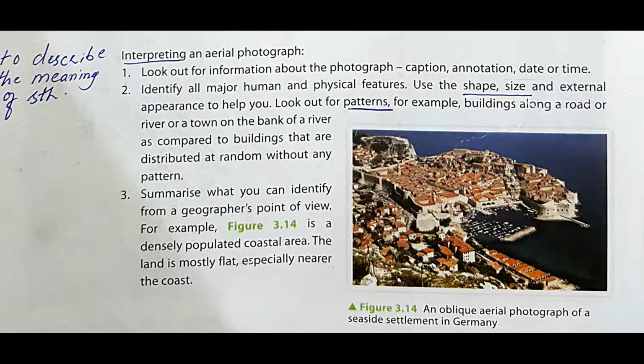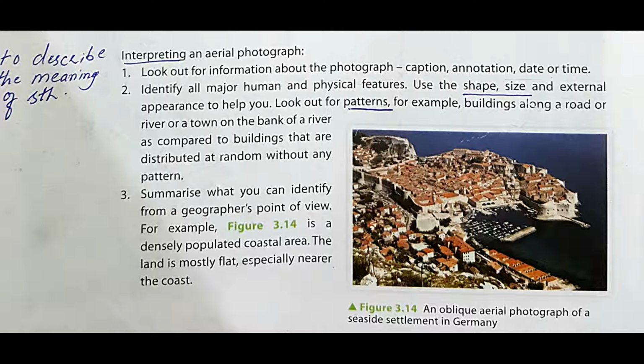Interpreting an aerial photograph. Interpreting means to describe the meaning of something. So how to describe an aerial photograph? Number 1, look out for information about the photograph. How to look at the information about the photograph: caption, annotation, date or time. So caption, annotation, date or time are elements of interpreting any photograph.